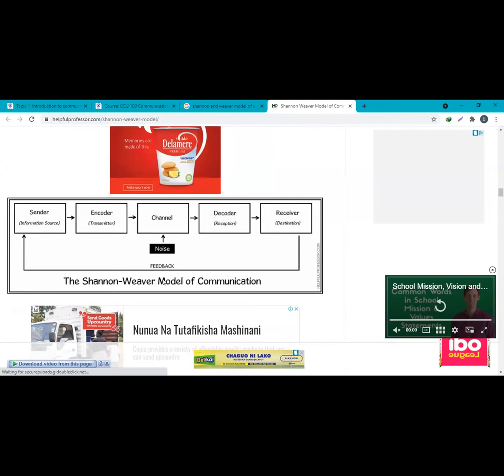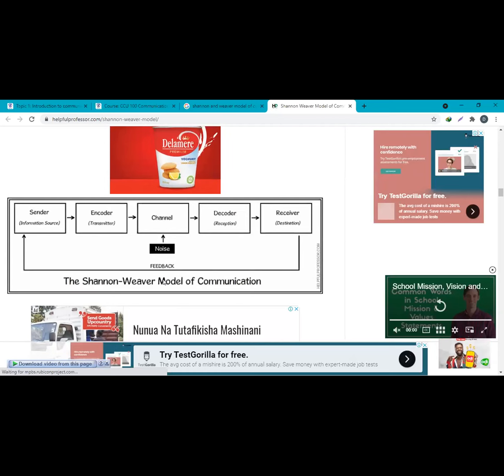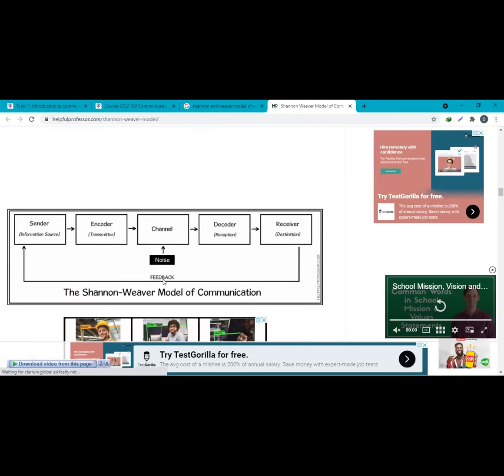Or somebody tells you, send me 500 shillings, I'm feeling hungry. Then you send them 500. By sending the 500 shillings, you are reacting towards the sender's message. And that is feedback. By saying, I don't have 500 shillings, I only have 50 shillings, that is feedback towards the sender's message. So feedback is a reaction towards the sender's message.